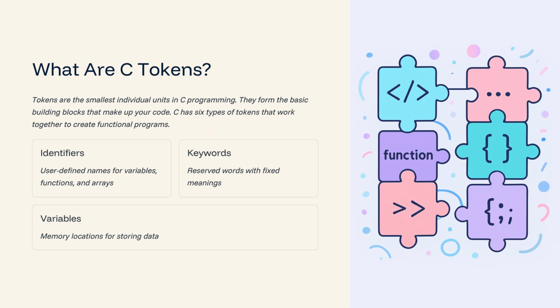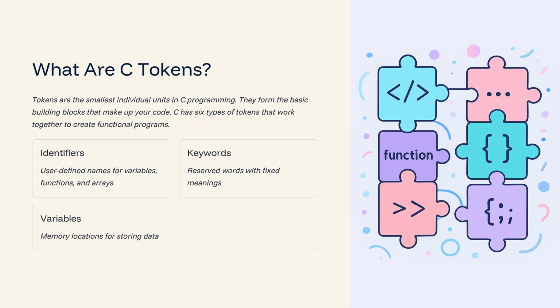For example, let us look at a small statement. Suppose I define int x = 10; this statement contains the following tokens. int is a token, that is a keyword. x is an identifier. = is an operator. 10 is a constant. Semicolon is a special symbol. Each of these is a separate token.